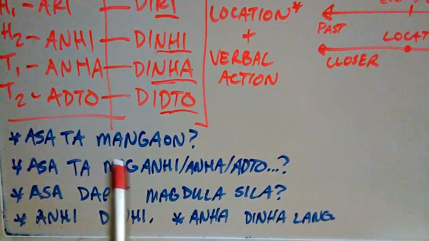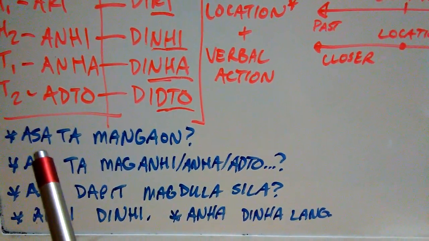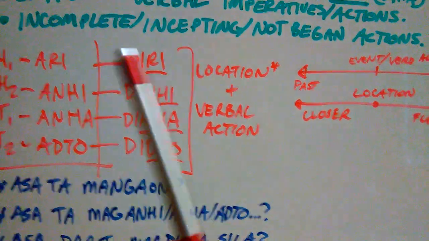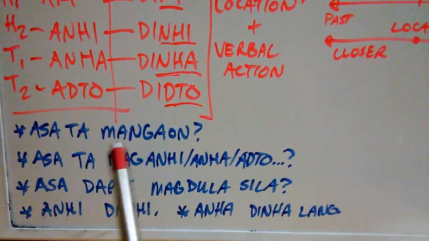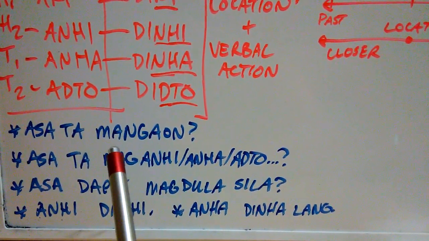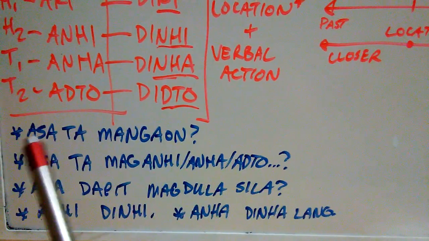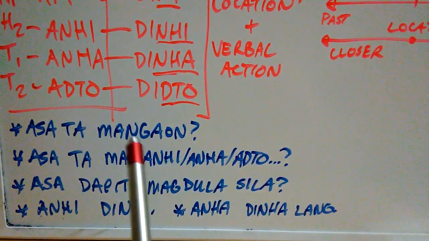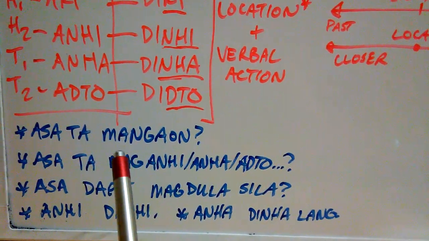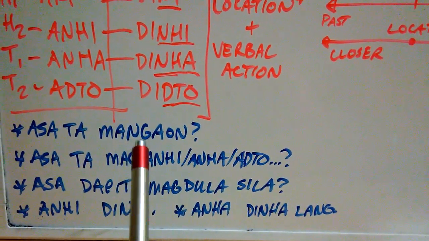The first question we have is asa ta mangaon, right? Asa. And again, asa expresses what? The incomplete, incepting, and not began yet, right? So it makes sense why we have to use this mang prefix, okay? Asa ta mangaon. Okay, this makes sense, and asa makes sense. And the ta makes sense. That's why we use mang, because it's the plural of the mag prefix.